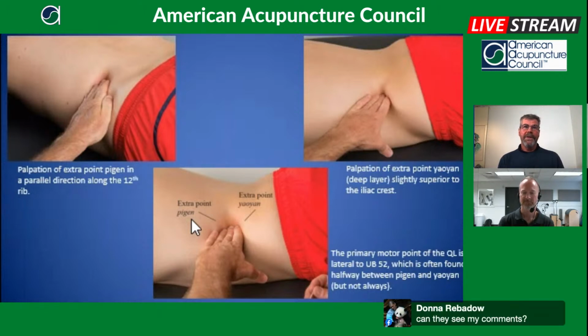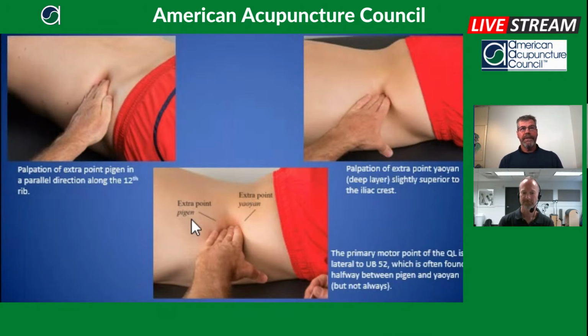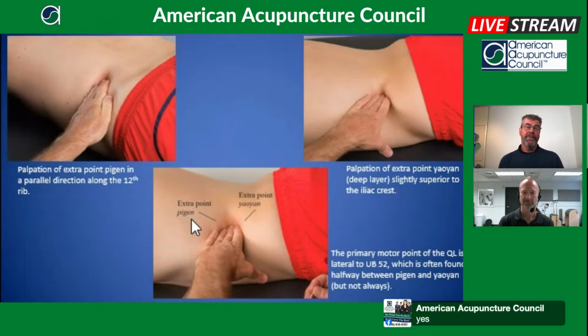The needle would then be inserted in the same direction as my middle finger, making sure that it's not going to go anterior to the 12th rib. So it's a really good idea to palpate that 12th rib and the topography of that 12th rib, because you don't want it to go anterior. That could cause a pneumothorax. So you don't want to insert and go anterior to the 12th rib.